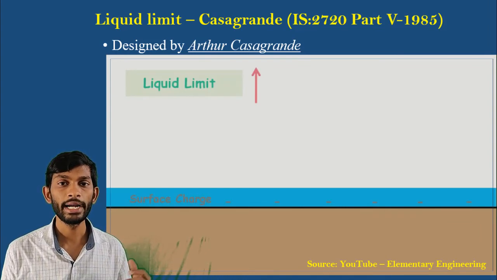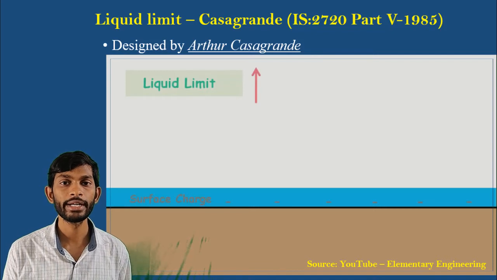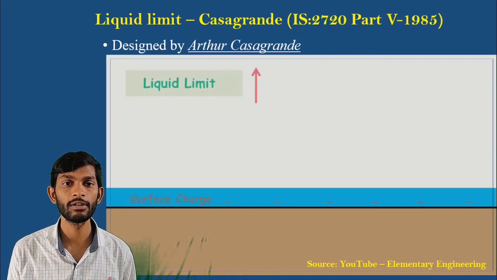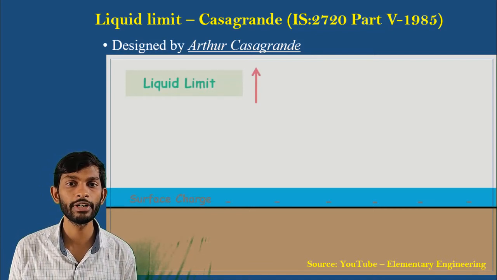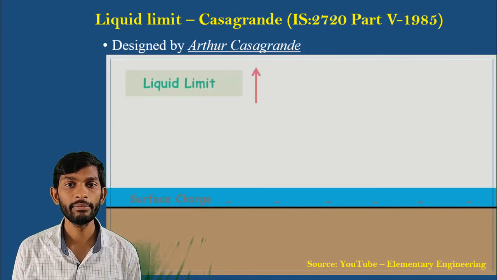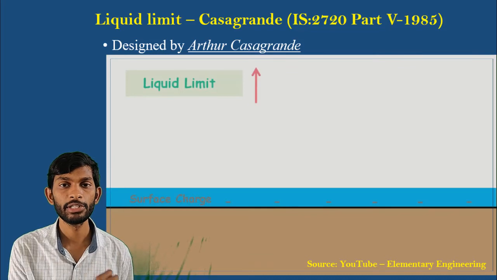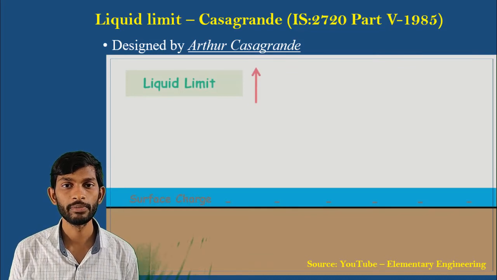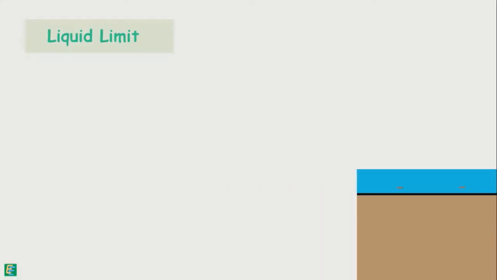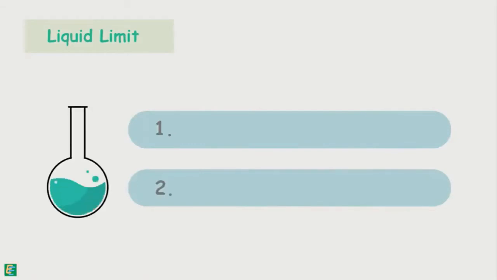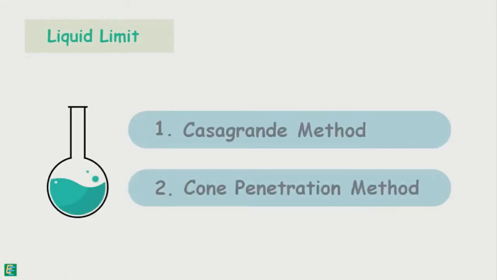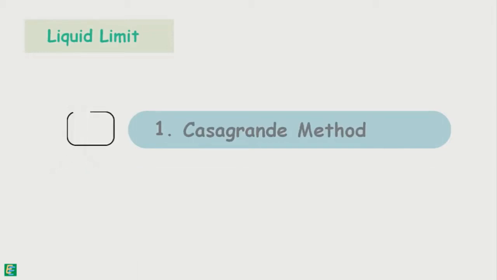Now observe this video, where a clear-cut definition of liquid limit and how to determine the liquid limit of a soil sample is shown. Please watch the video. We can determine the liquid limit by two laboratory methods, Casagrande method and cone penetration method. In this video, we will discuss Casagrande's method.